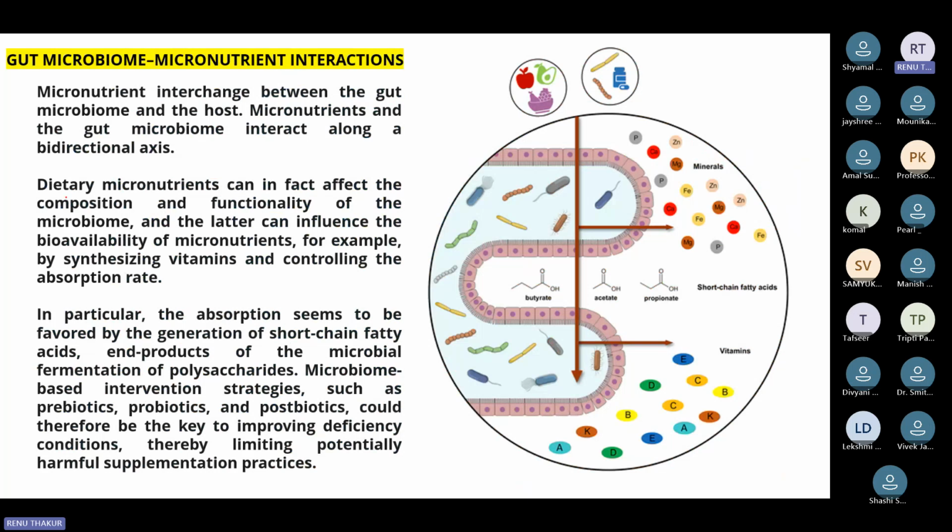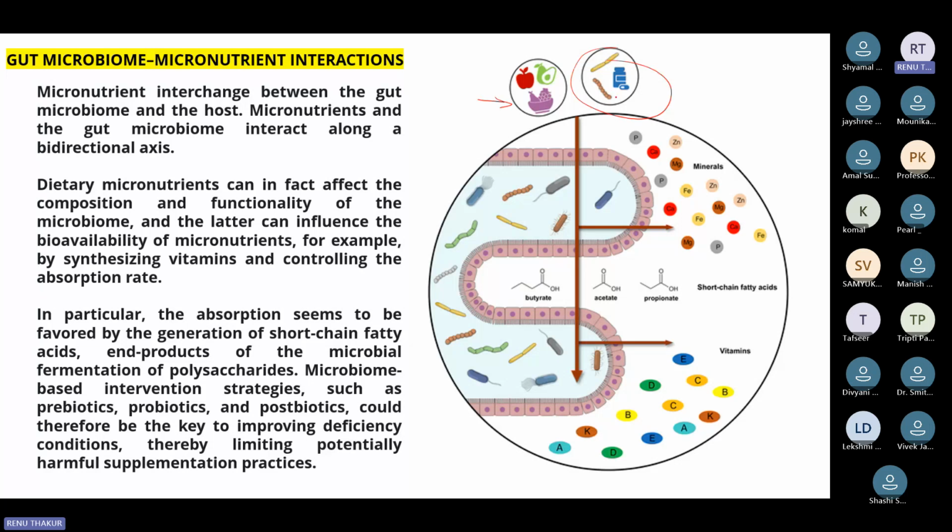It's already 9:58. Okay, we will see this diagram and we will conclude. This is the diagram in which you can see the gut microbiome micronutrient interaction. There are minerals, there are short chain fatty acids, and representatives are butyrate, acetate, propionate, and vitamins. Everything is synthesized by our gut microbiome. And you can see these are through dietary intake and these are through supplements.